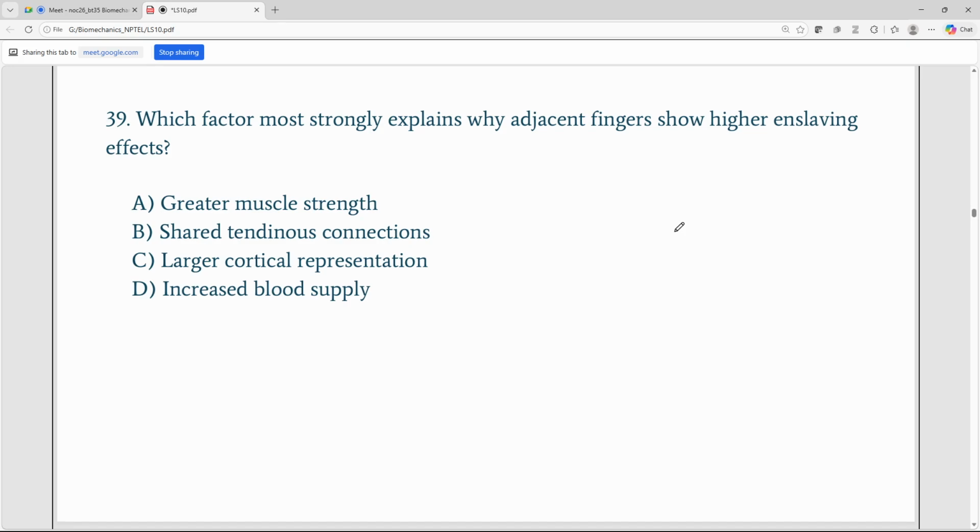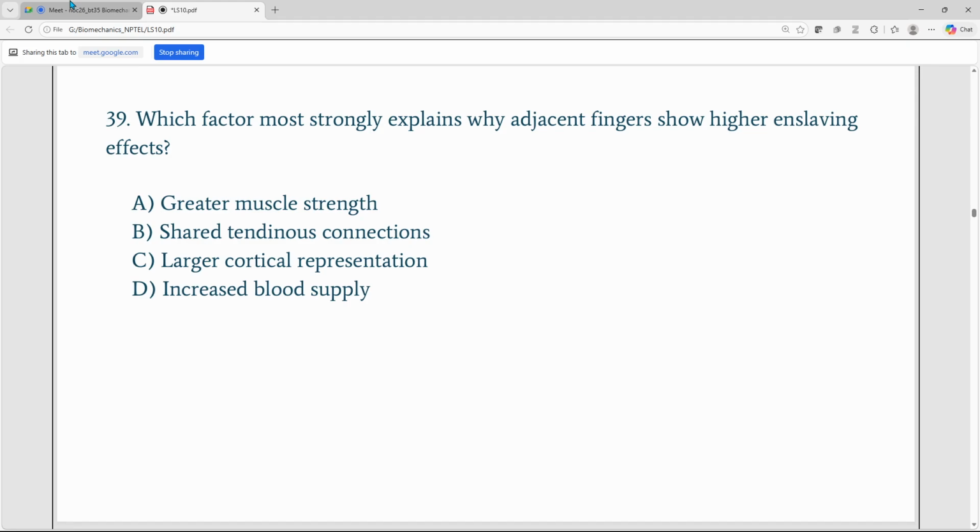Which factor mostly or strongly explains why adjacent fingers show higher enslaving effects? Options are option A, greater muscle strength. Option B, shared tendinous connections. Option C, larger cortical representation. Option D, increased blood supply.